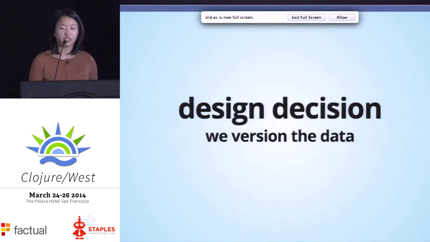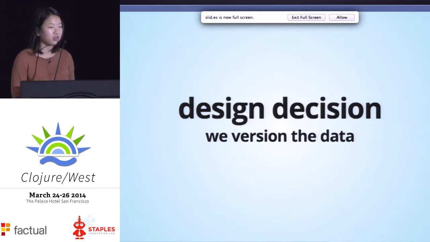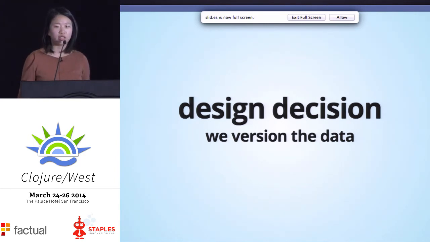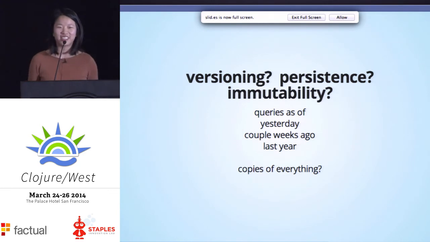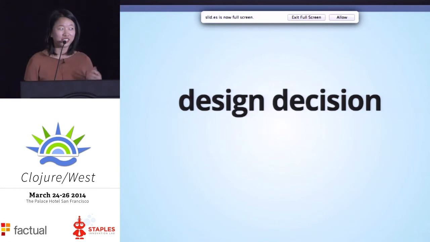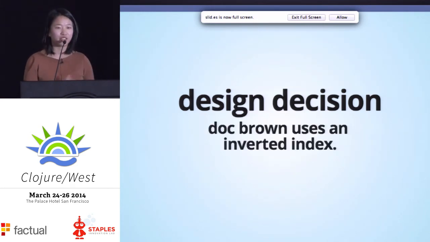Another design decision was that we version the data. What does this mean? This means that we can see what the data looks like at any point in time. Versioning, persistence, immutability, what does that sound like? Clojure. This also sounds a lot like Datomic as well. We have ways to do this. Maybe it'll be similar to the way Datomic does this, because it's very similar to the way Clojure does this. And the way we do this is by having an inverted index.